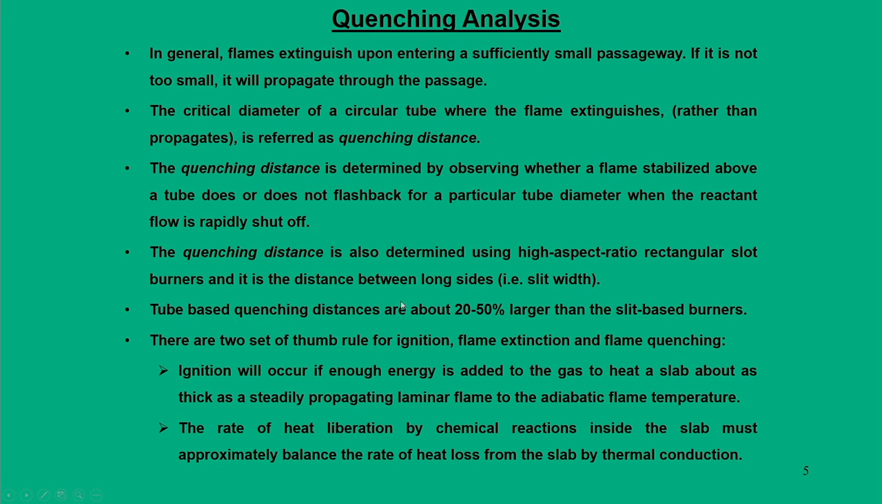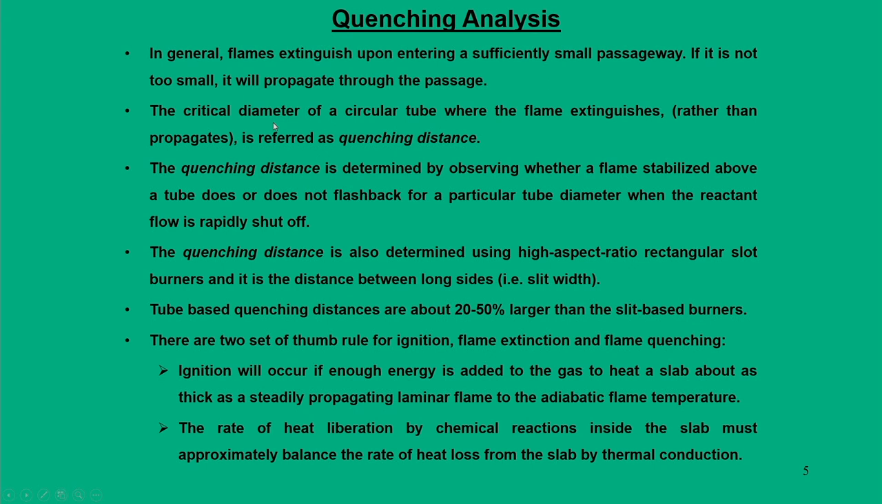So let us start with the first, which is called quenching analysis. The first parameter of flame extinguishing is quenching. In general, flames extinguish upon entering sufficiently small passageways, and if it is not too small, the flame will propagate further. If it is not too small, that means the flame has sufficient strength to move further, or the air and fuel mixture has sufficient strength or pressure to move further. Now, we look at these flames basically in two types of burner: one is slot burners, which have a square or rectangular cross section. The other, conventional way is circular tube burners.